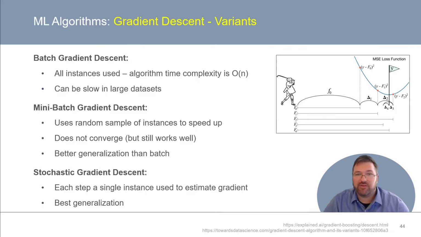And lastly, we have stochastic gradient descent. Here, each step is determined using only a single instance to estimate the gradient.